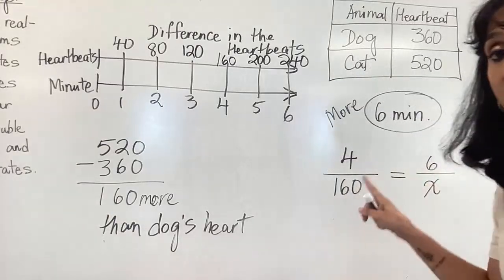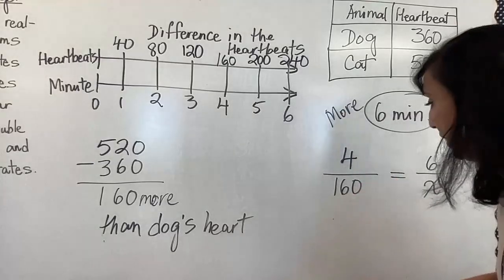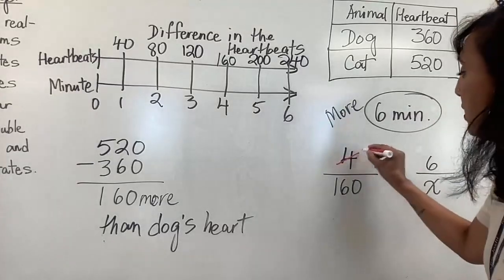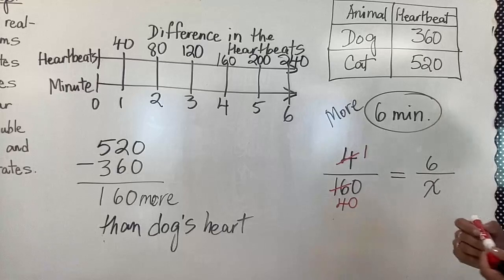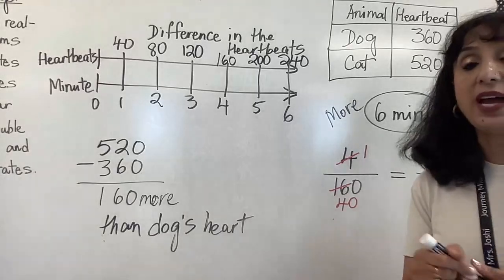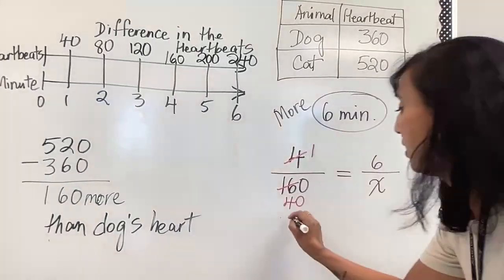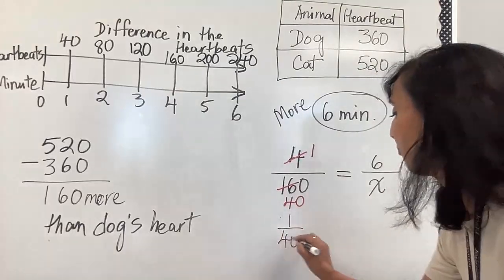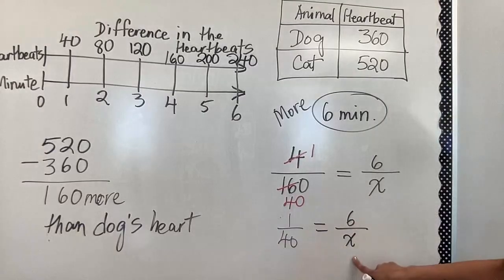Okay, so if I look at 4 and 160, I know that both of these can be simplified. If I have 1 times 4 is 4 and 40 times 4 is 160, so 1/40 is what I have in my simplest form. So if I can just set up that ratio in the simplest form, all I need to do is 1/40 is equal to 6 over whatever this number is going to be.